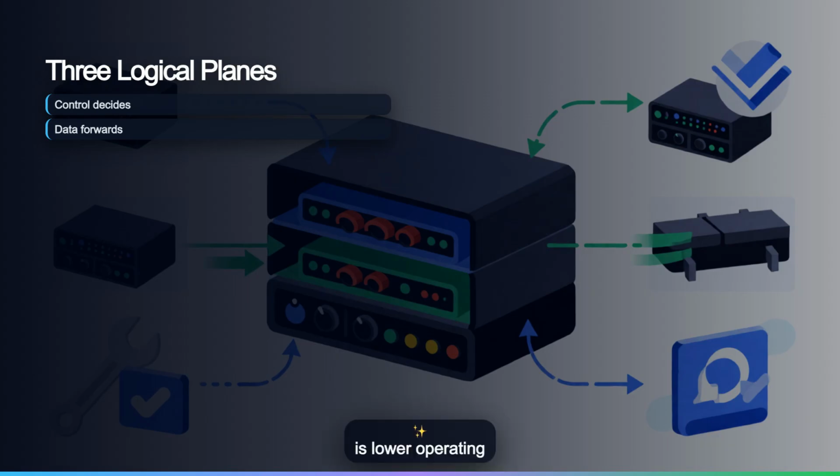Its big win is lower operating expense, or OpEx, fewer labor hours, faster deployment, and fewer repetitive mistakes. It does not lower capital expense, or CapEx. Automation does not remove the need to buy network hardware.